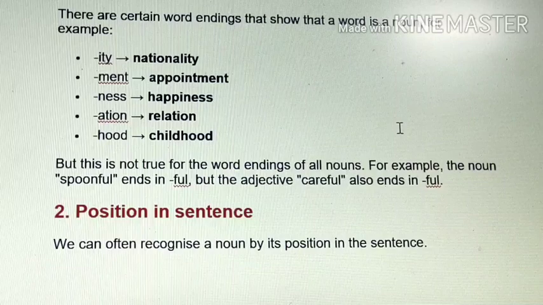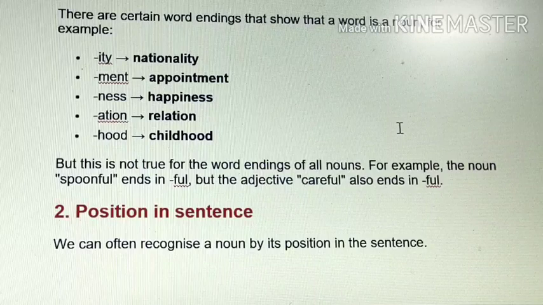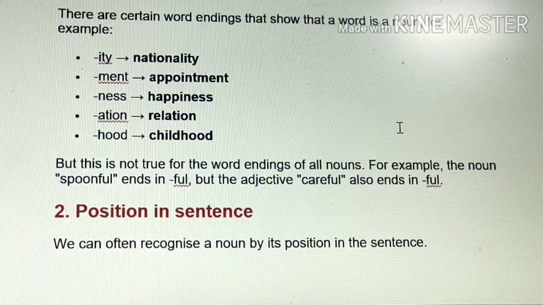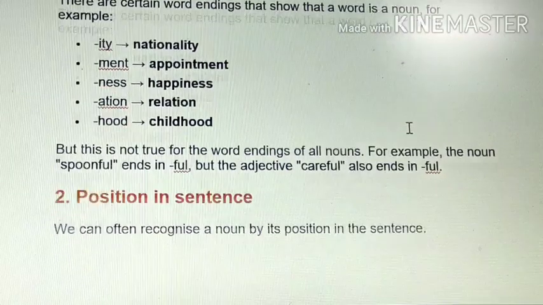Okay, but it is not true that all word endings mark nouns. Example, suppose I write the noun spoonful, it ends in FUL, but the adjective careful also ends in FUL. But what is the basic difference? First one, spoonful, and second one, careful. So careful is an adjective, but spoonful can be a noun. So sometimes it is a bit problematic, but still you can understand it properly.